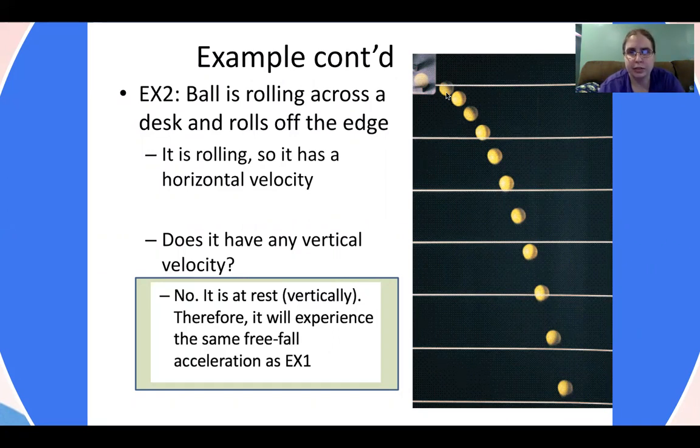meters per second squared. All of its motion before it reached the end of the table, all of its velocity was horizontal. There was no vertical component until it left the table. Once it left the table, the only thing acting on it vertically was gravity.